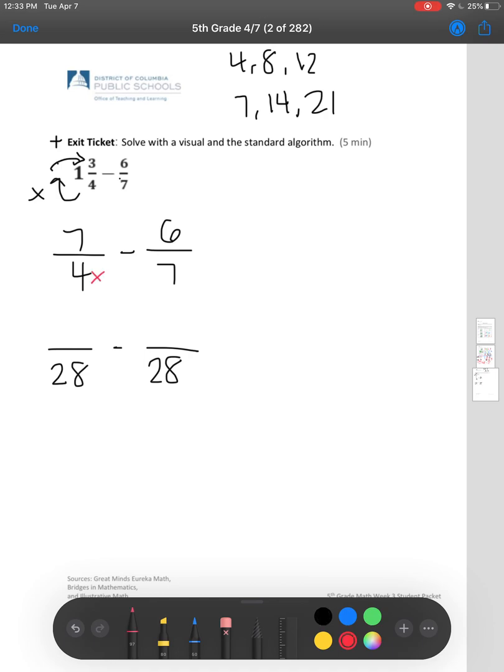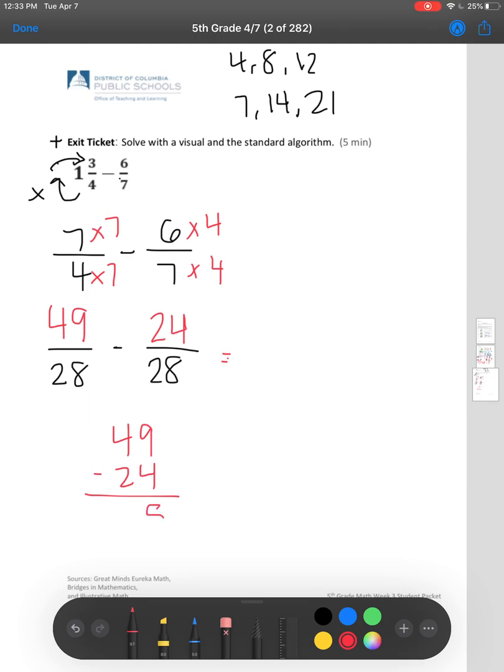So now I'm going to ask myself, all right, 4 times what gives me 28? 4 times 7 gives me 28. And 7 times 7 is 49. All right. 7 times what gives me 28? 7 times 4. And 6 times 4 is 24. Okay. So when I subtract 49 minus 24, it's okay if you can't do that in your head. You can come down here and subtract. And you would get 25.